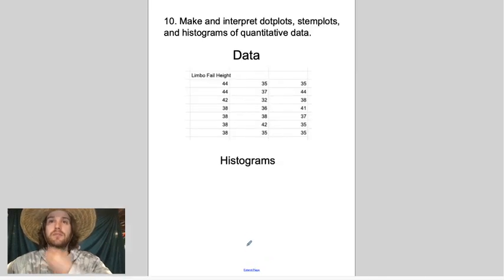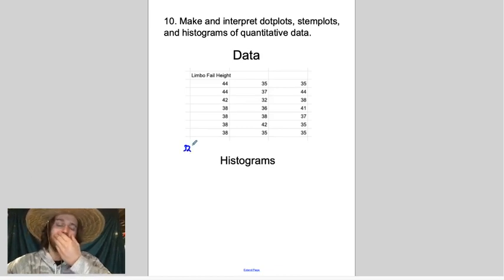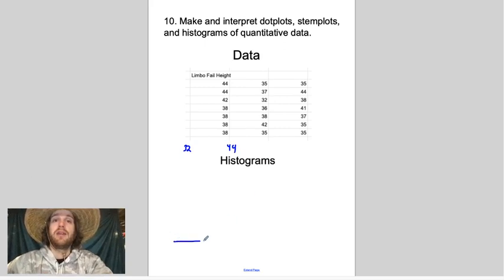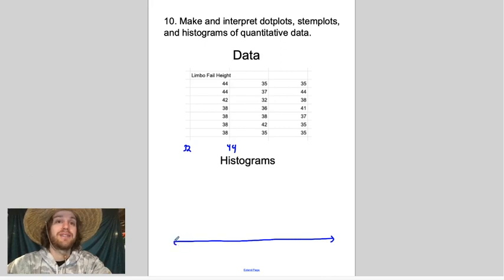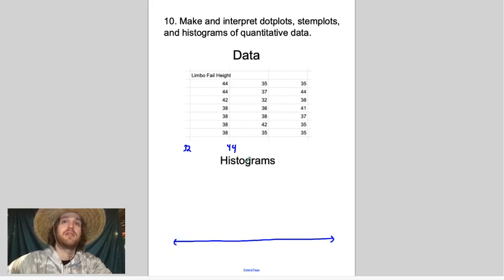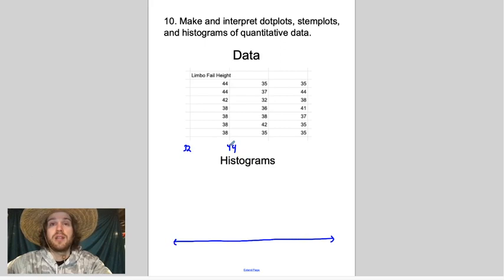Histogram time. Again, you want between 4 and 6 columns, or 4 and 7 columns typically. So we're going to try and do 5. We're going from 32 up to 44, which is the highest for our limbo fail height. That's going to determine how wide our bucket size is. Okay, bucket size. So 32 and 44, that is a length of, what is that?